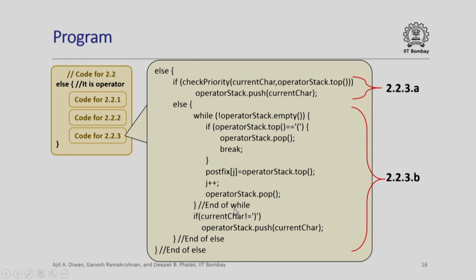At the end of this while, if the current character is not equal to closing parenthesis, then I have to push the current character, which is an operator, onto the stack. This is the end of this else statement. It may appear slightly complex, but when you read the entire program in one go, which is available at the end of the slides here, you will be able to understand it very clearly.